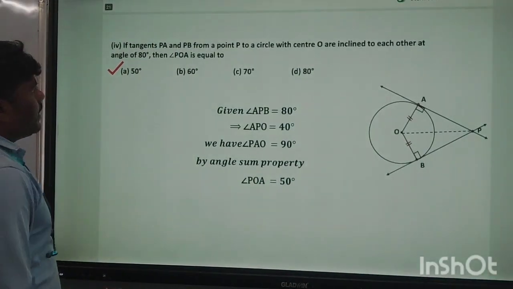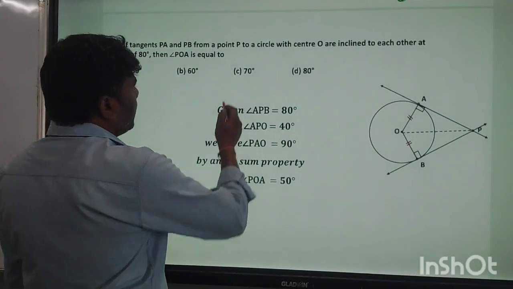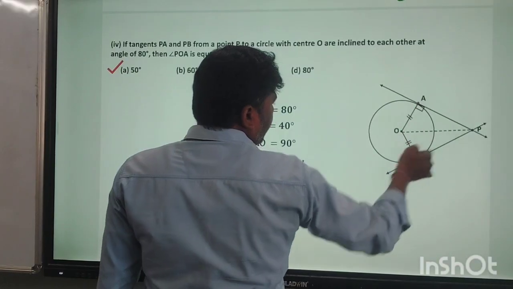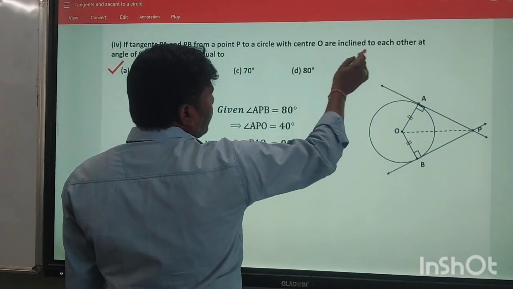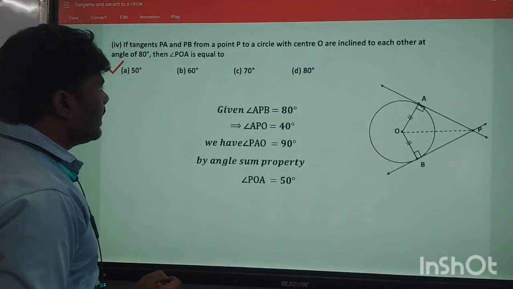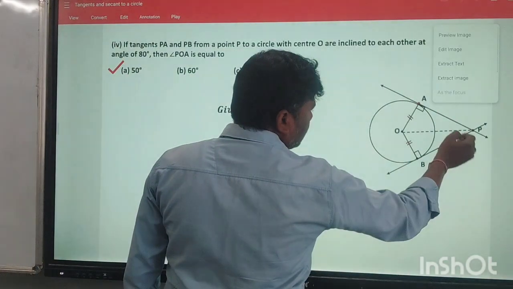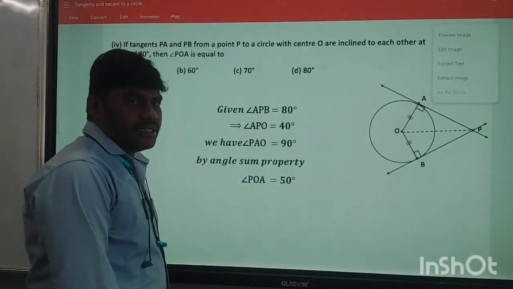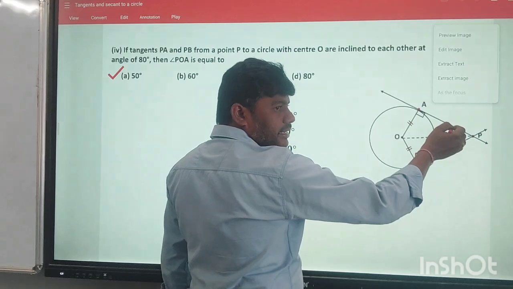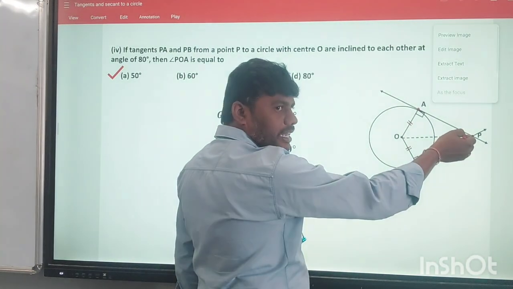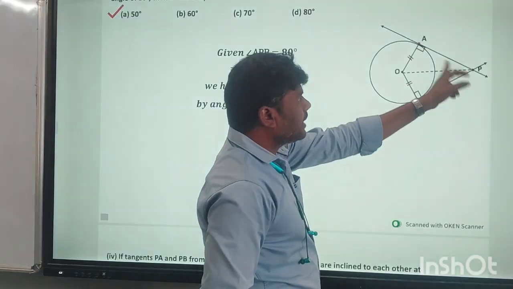If tangents PA and PB from a point, so this is also a last-question-order problem. Say here PA, PB, this is 90 degrees, this is 90 degrees. If the tangents from center O are inclined to each other at an angle of 80 degrees, so angle APB, this is how much? 80 degrees. 80 degrees means bisecting this point. This is how much? 40. 80 means bisect, 40, 40. This 40, this 40, this 90.